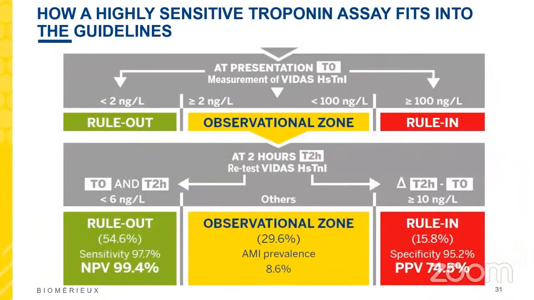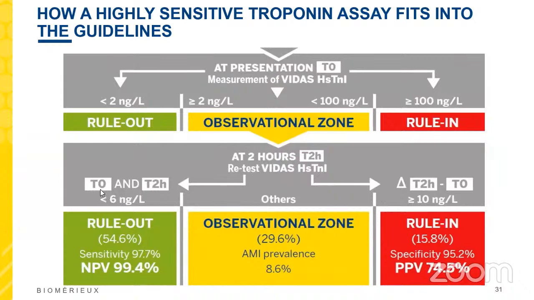If we look at how it's presented in the VIDAS, it's actually presented as a 2-hour algorithm, okay? So you're able to actually do things 1 hour less. Let me put it that way. So we are trying to do things a little bit better than the guidelines. And here the clear figures are put in. So if you're less than 2 nanograms per liter, you can rule out acute myocardial infarction. If it's between 2 and less than 100 nanograms per liter, this is the observation zone. And after 2 hours, you retest, okay?